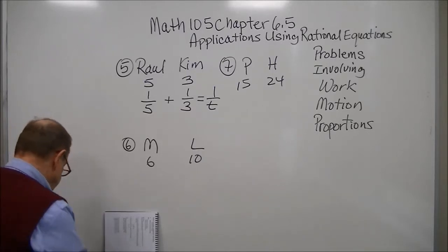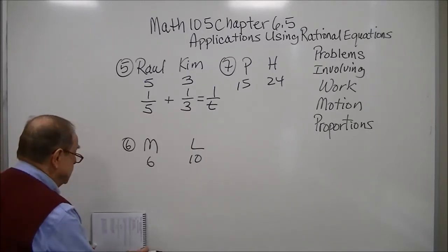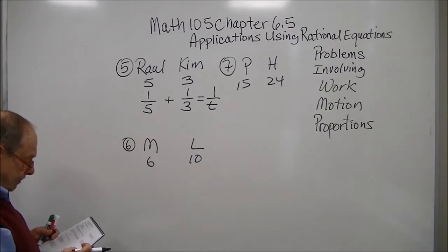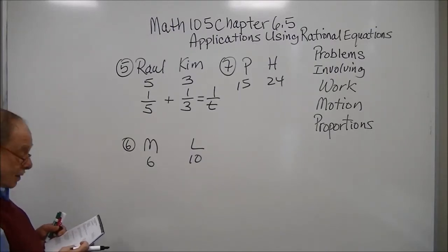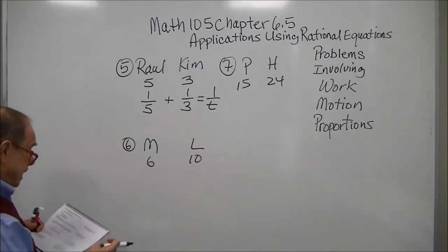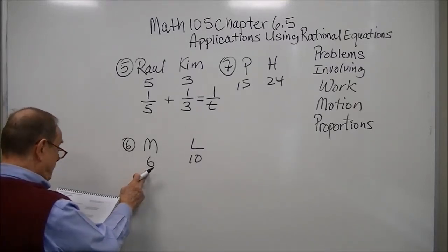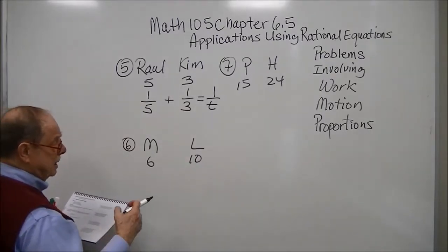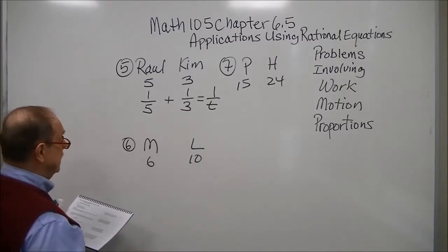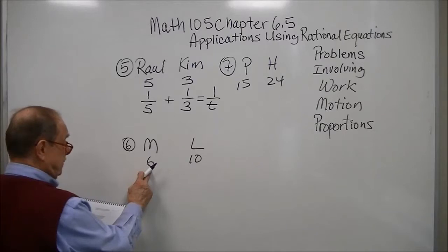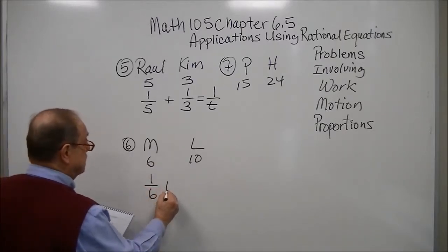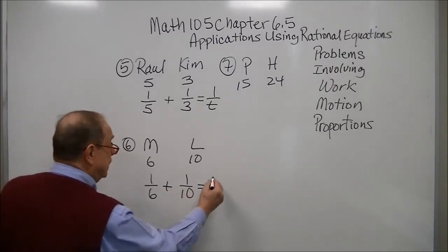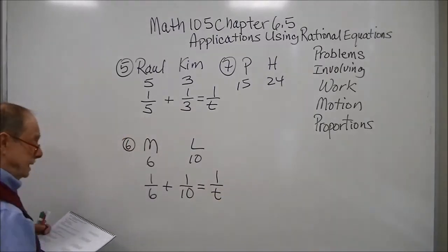Now, once you start catching on to the pattern, these get a little easier. So let's do some of these. Number 6, Mariah can clean the horse stall in 6 hours, while Lindsay needs 10 hours to do the job. How long would it take if they're working together? Well, what's Mariah's rate? 1/6. What's Lindsay's rate? 1/10. And together they get the job done in 1/T.